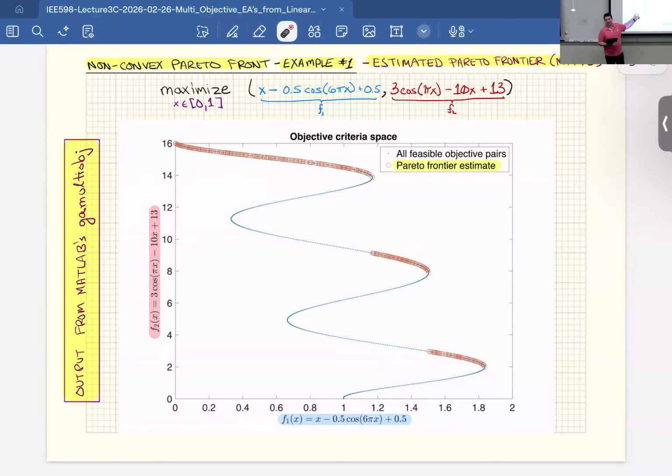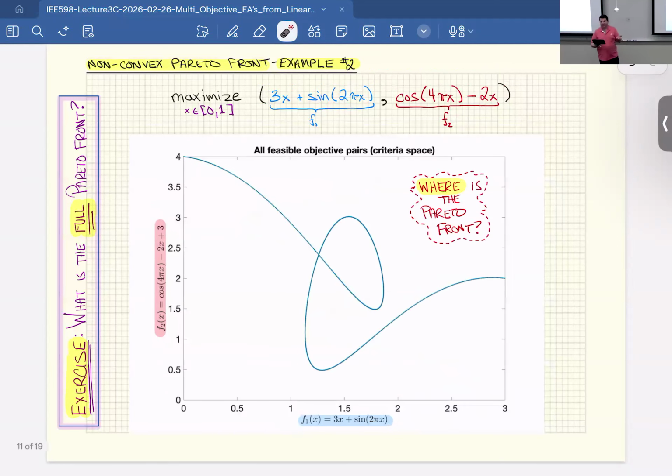Does everybody see why that's the Pareto front for this problem? Okay. And then, here's another example. Again, what I just came up with. Just put this one in. I thought it looked kind of cool.